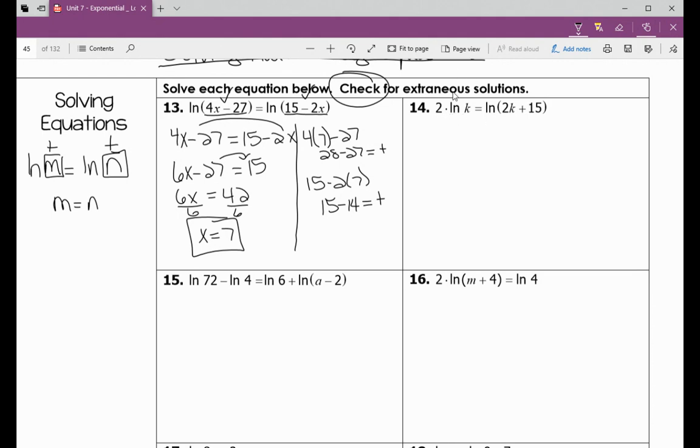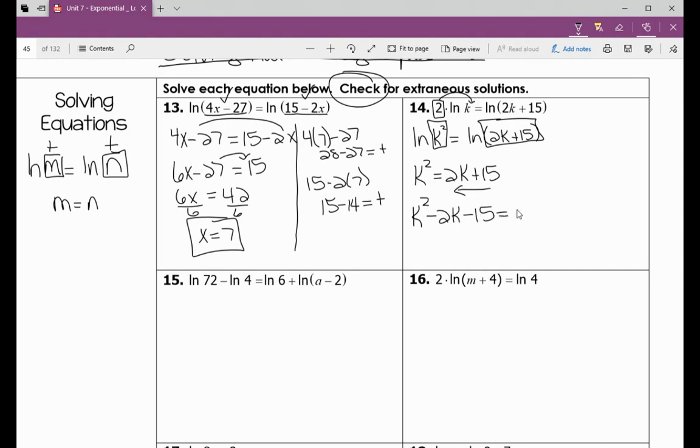For number 14, what I need to do is my power property first. So I'm going to rewrite that as natural log of k squared equal to natural log of 2k plus 15. Now that I have a natural log equal to a natural log and I took care of my power property, I'm going to set this value equal to this one. So k squared equals 2k plus 15. Well, that presents a quadratic, so I'm going to move both of these terms to the other side by subtracting them. So k squared minus 2k minus 15 equals 0.